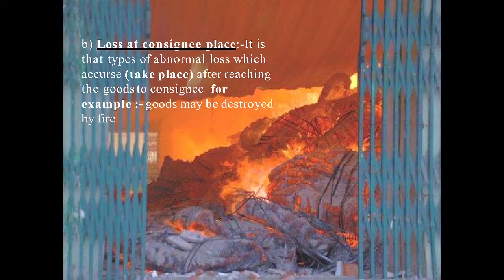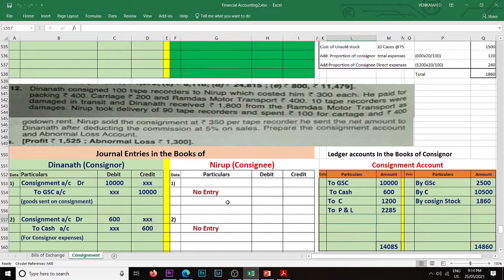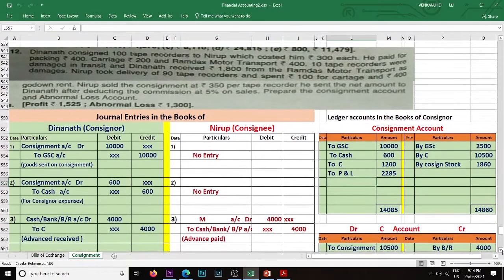Okay. Now, I hope all of you are thorough with the journal entries and ledger accounts. The procedure for solving the problem is also the same, except for unsold stock and normal loss calculation. Now we are directly going to solve problem number 12.